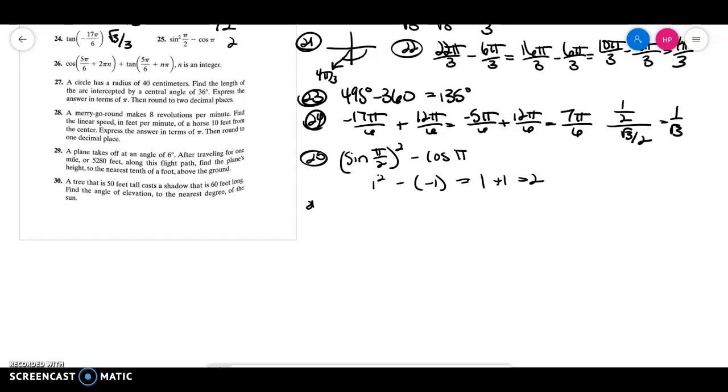For 26, this is more unit circle. The cosine at 5 pi over 6 is the square root of 3 over 2, no matter how many times I spin, which is what that plus 2 pi n means. So 3 circles, 4 circles, whatever it might be. The tangent at 5 pi over 6, sine over cosine, would be 1/2 divided by the square root of 3 over 2. So this really is just this little bit of manipulation.